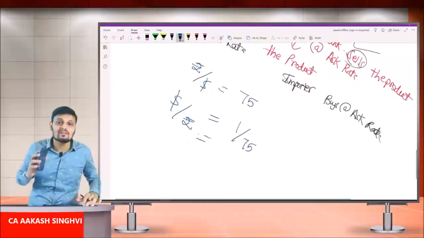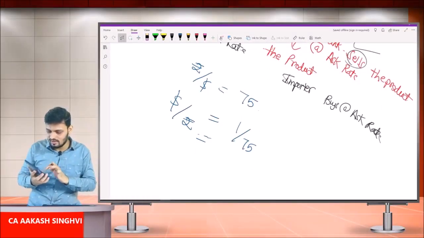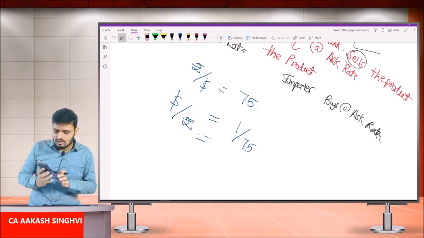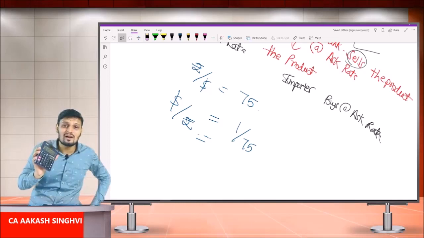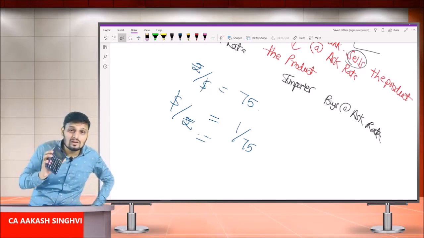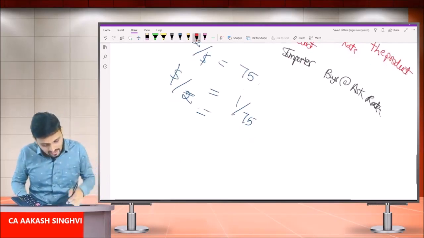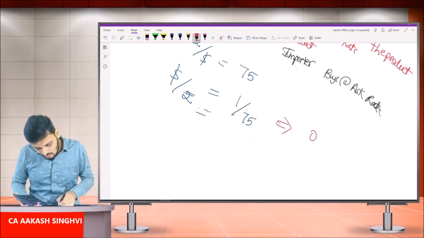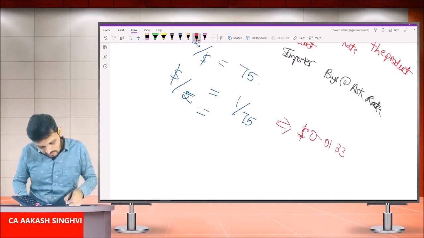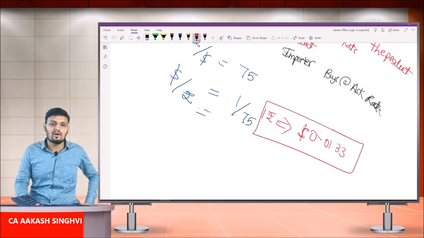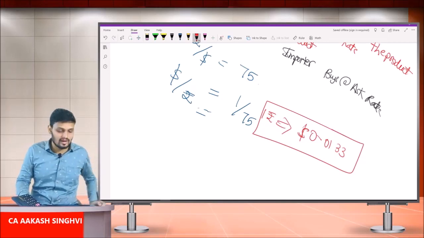So 1 divided by 75 is how much? Take your calculators out, guys. Don't be lazy now. This is the first lecture. The answer for 1 divided by 75 is 0.0133 dollars per rupee. I can write it like this: dollar 0.0133 for 1 rupee. I hope you are getting the point.